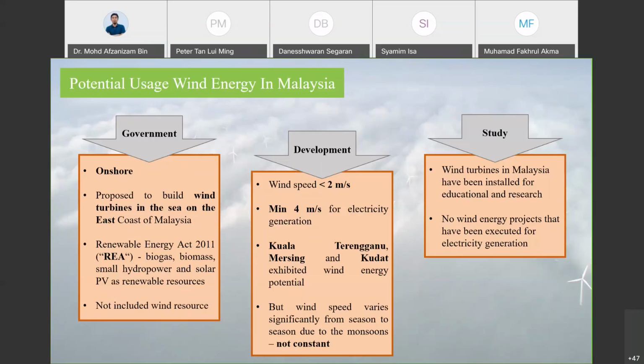Okay. The third point is about study. Wind turbines in Malaysia have been installed for educational purposes only. So that means it doesn't state that it cannot be used to generate electricity, but it needs to be bigger, the bigger wind energy to generate electricity for Malaysia. So some universities use it just for the study for the students. Okay, next slide.